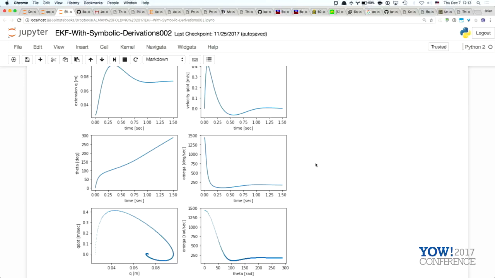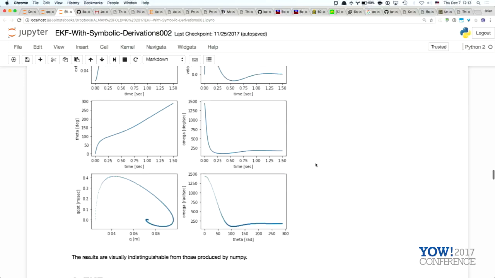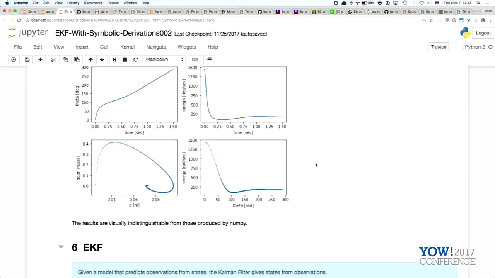But this little chart down at the bottom right is the interesting one. That's the spin speed. The first prediction of our physics is that when you toss the thing, it starts off spinning fast and it ends up spinning slow. That's exactly what it does. So we're on the right track.